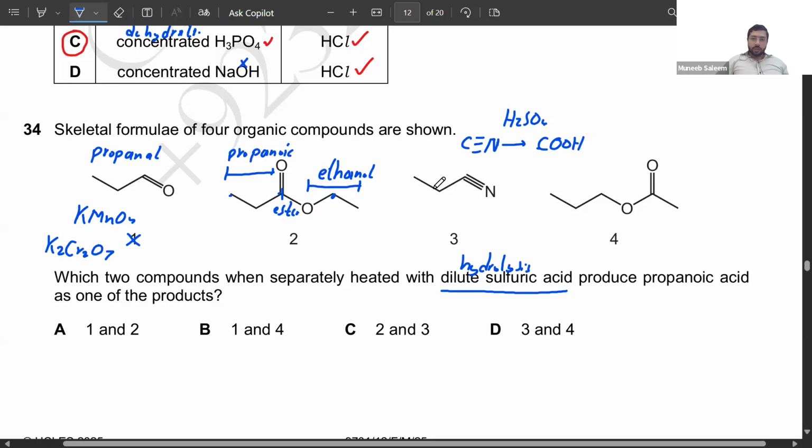So, yes, this C will remain there, but it will convert into propanoic acid because there are 3 carbon atoms over here. In compound 4, the same, it is an ester compound, so it will convert into alcohol and carboxylic acid. So this portion will convert into propanol because it is connected through a simple covalent bond with O. So propanol is produced here, and this group containing 2 carbon atoms will convert to ethanoic acid.